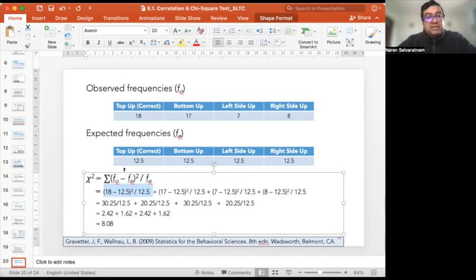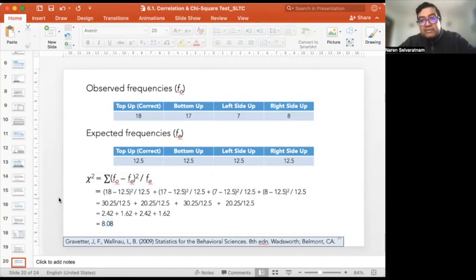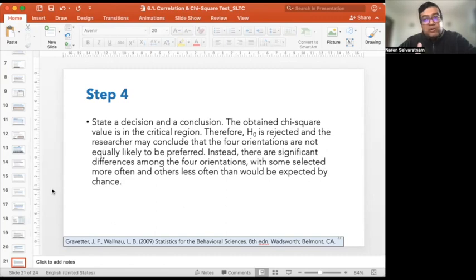So this is the first, the observed frequency, that is 18. 18 minus 12.5, the expected frequency. Now you have to square that and then divide it by, again, the expected frequency, which is 12.5. That is the first one, and then you do the same for the second one, then the third one, and again for the last one. You do the calculation, and your resulting value is going to be 8.08. Now you have to state your decision.